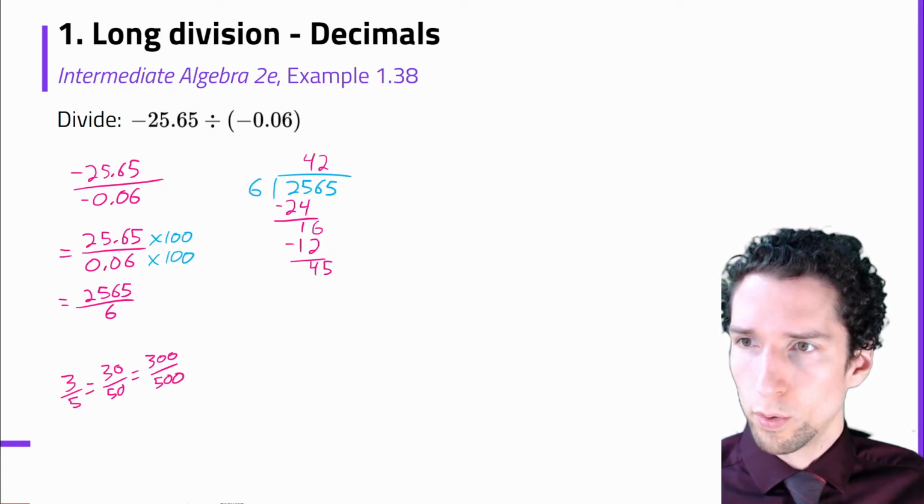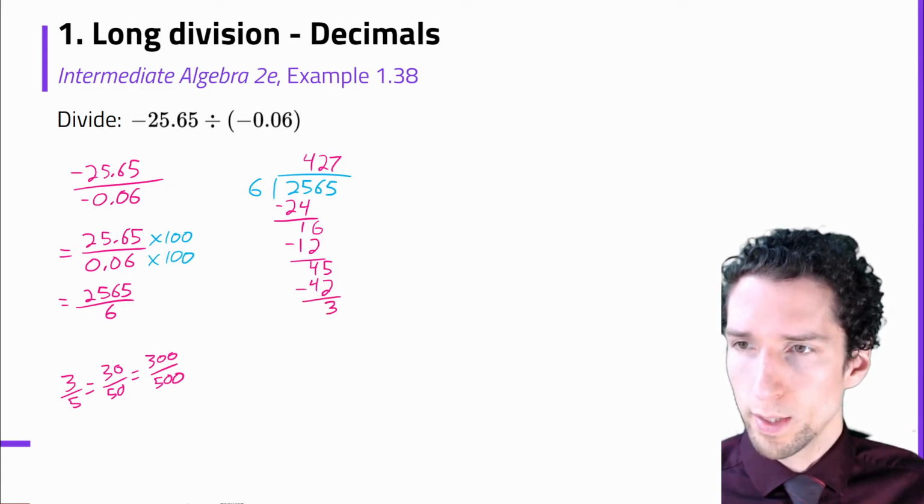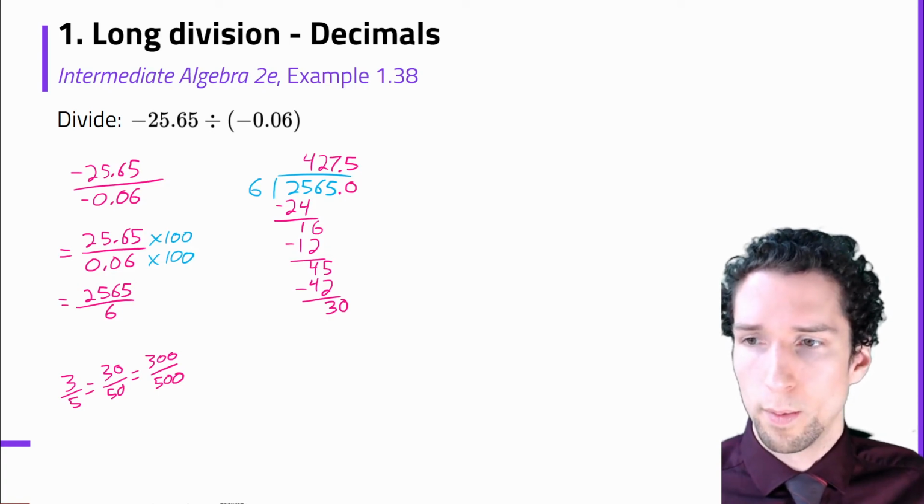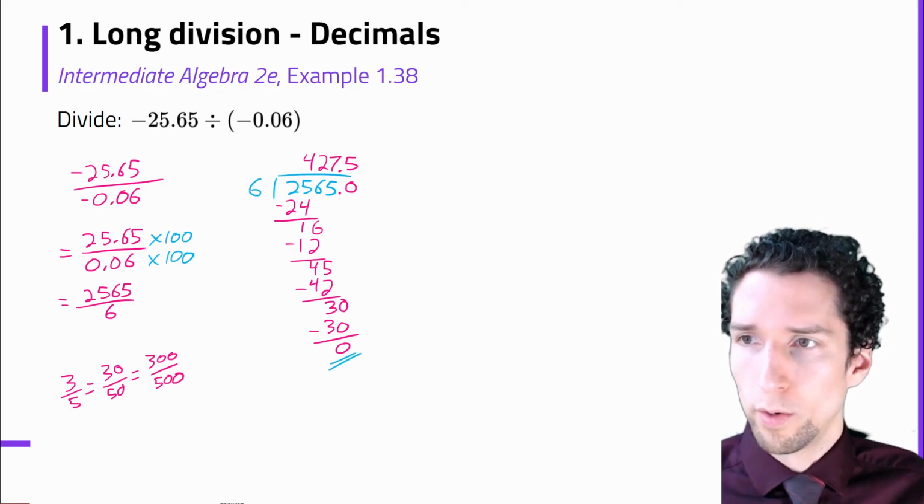That will go in 7 times for 42. And that will give us 3. So we're not done. We need decimals here. 6 into 30, though, that will go nice and cleanly. No infinite decimal in this case, so 30 and 0. OK, so our result here then is exactly 427.5.